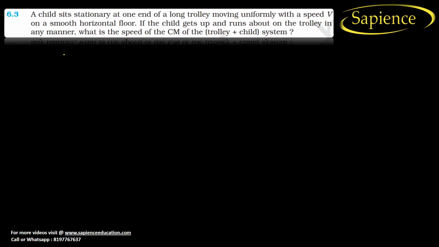Now a child sits stationary at one end of a long trolley, moving uniformly with the speed of v on a smooth horizontal floor. So let us consider this is the trolley, and it is moving with the velocity v, and there is a child who is sitting at this point, and it is moving with the velocity v.